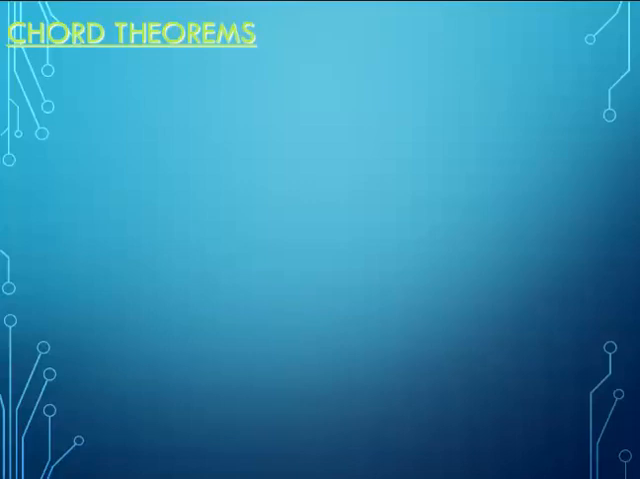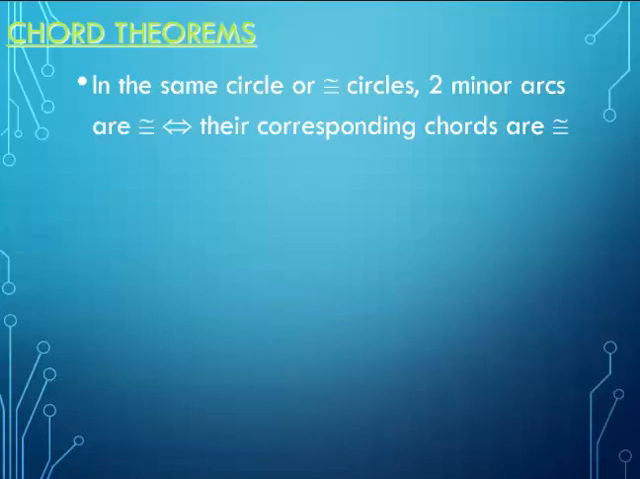Okay, so let's look at some chord theorems here. The first one says in the same circle or congruent circles, because they'd be the same size, right? Two minor arcs are congruent if and only if. So here we learned that if and only if thing in the last video. It was an if with two F's. If and only if. This is the same thing. It means the only way that could happen. Okay, so two minor arcs are congruent if and only if their corresponding chords are congruent.